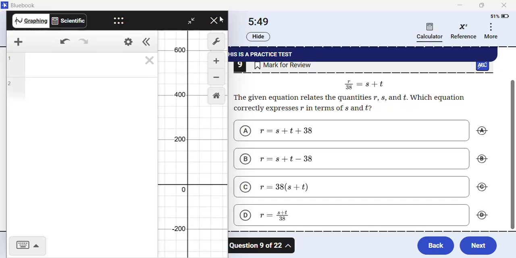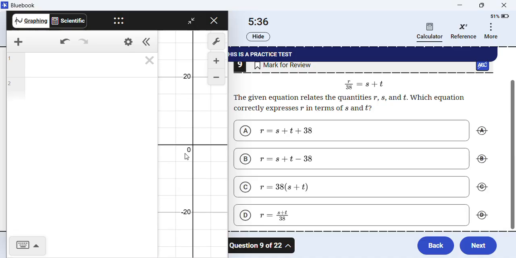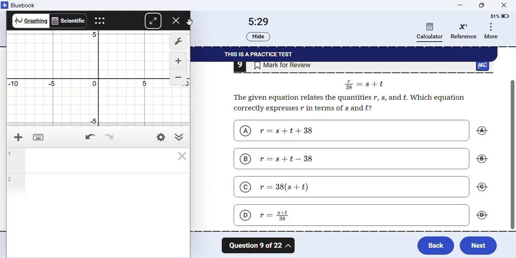Number 9. I purposefully left the calculator looking like this to show you how to get back to where you started. So hitting this home button automatically recenters us back at the origin. I'm going to go ahead and minimize it so we're back to having the place we enter input down here. Okay. We have an equation.